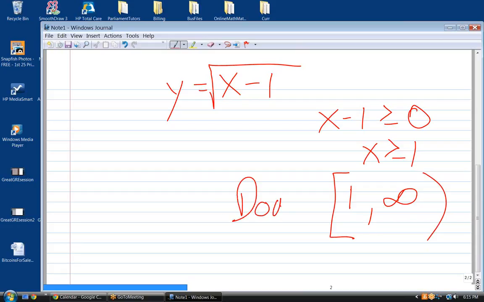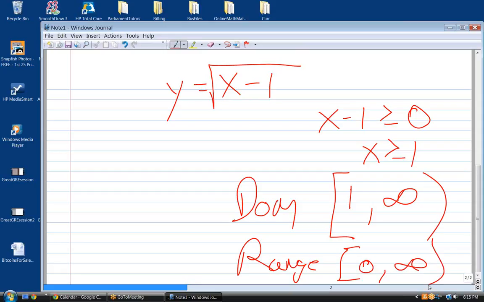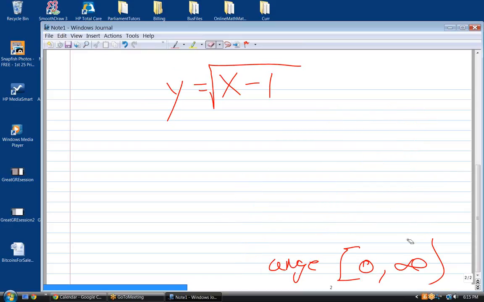Okay? Range is still the same. Range is greater than or equal to 0. It hasn't changed. Y still has to be greater than or equal to 0. And it certainly can be 0. If x is 1, y is 0. Okay, so I'm only going to talk about the functions where you're going to have a restricted range.